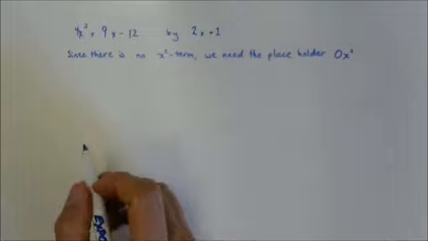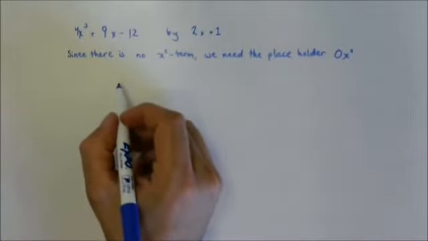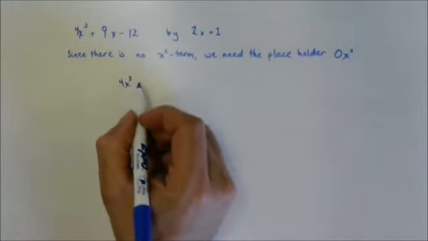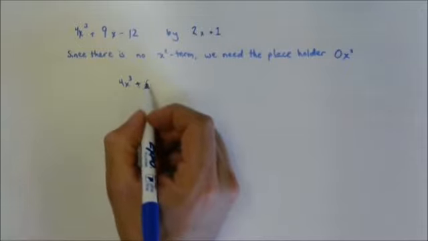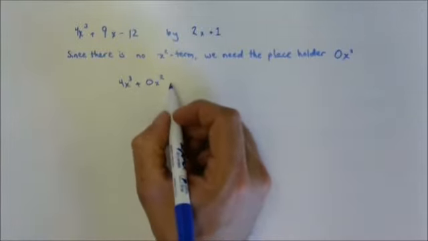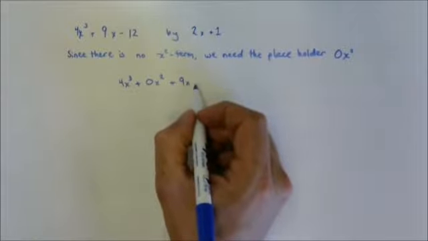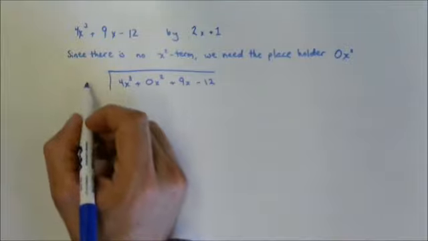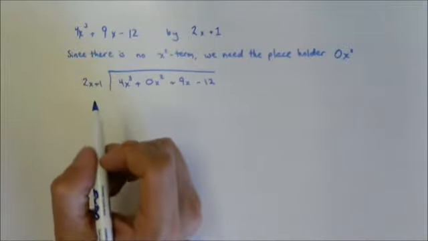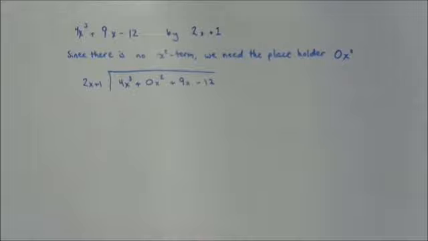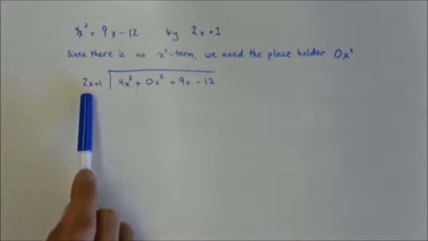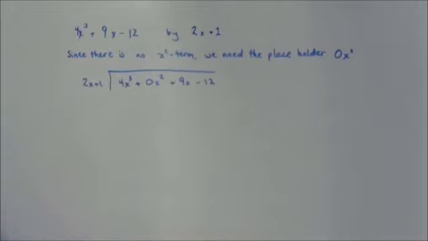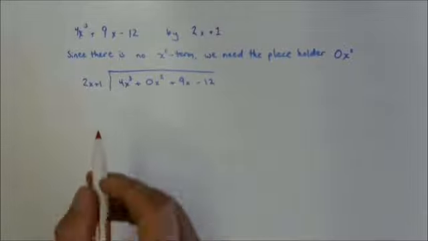Okay, so now we can write our division. We've got 4x cubed plus 0x squared plus 9x minus 12. That's in descending powers of x. And we're dividing by 2x plus 1. Now, what is different about dividing by a binomial with a coefficient in front of the x term that's not 1? Nothing's really different. You're going to follow the exact same steps.